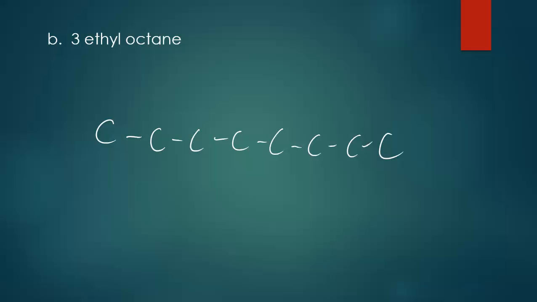All right, here we go. Spencer, eight. Do we have any branches? Yeah. On the third, what kind of branch? A one or a two or a three? Three. Try again.